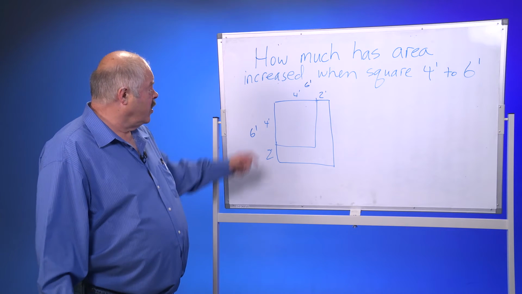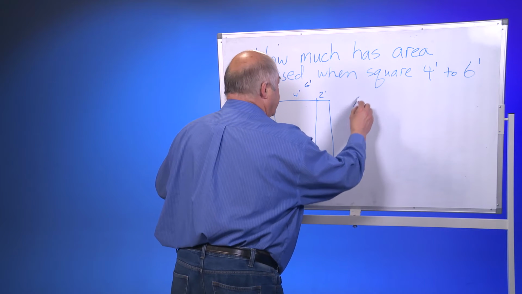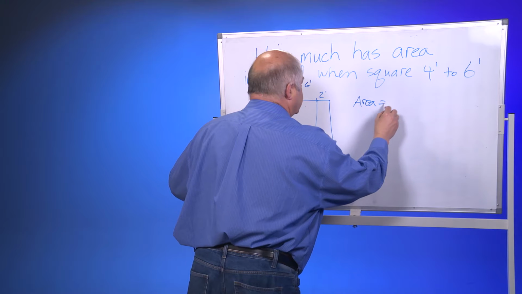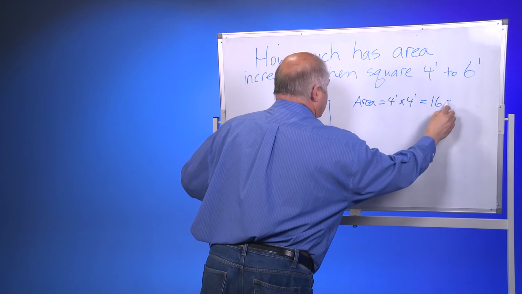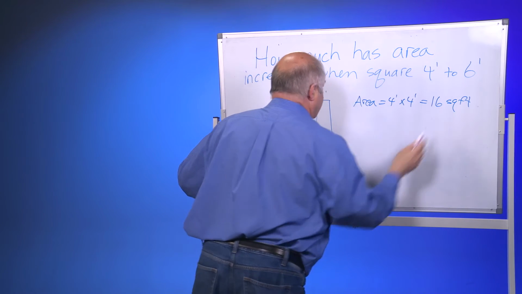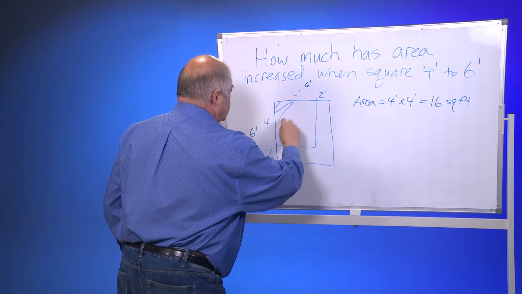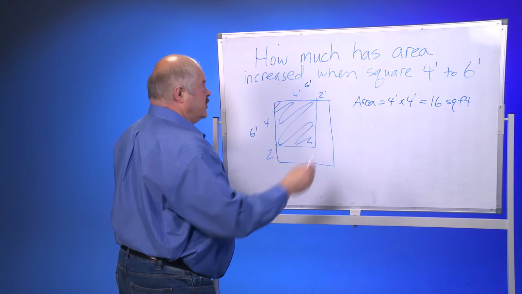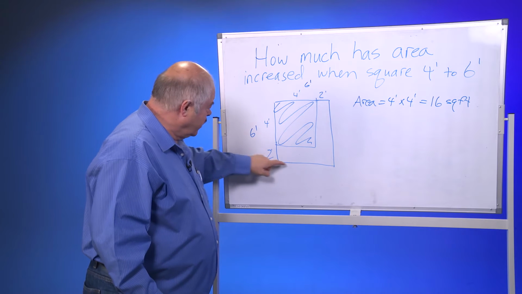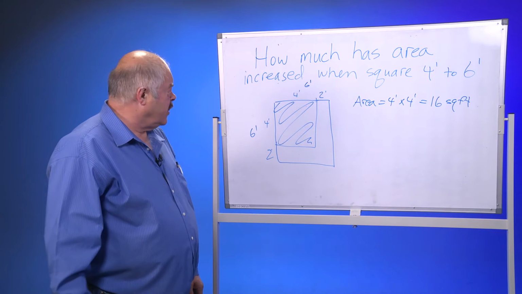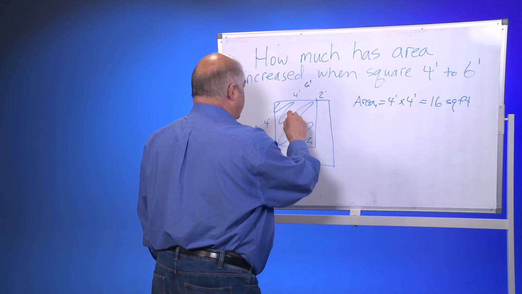And so let's talk about the area of the 4-foot square. The area of the 4-foot square is going to be 4 feet times 4 feet, which is equal to 16 square feet. This side times this side of this area here is 16 square feet. And then what is the area of the 6-foot by 6-foot dimensions? And that would be that area. I'm going to call that area 1.